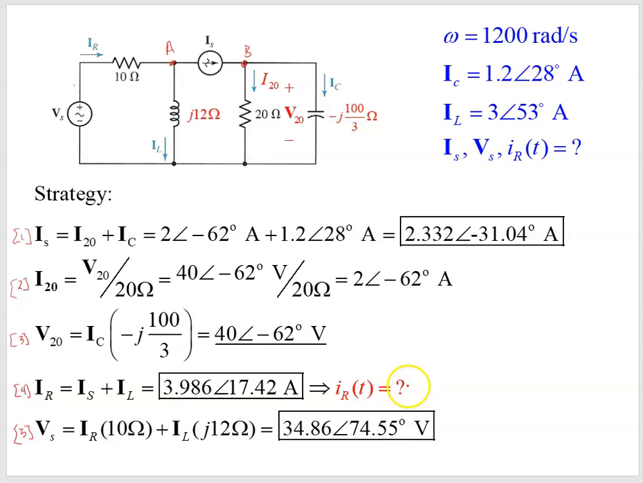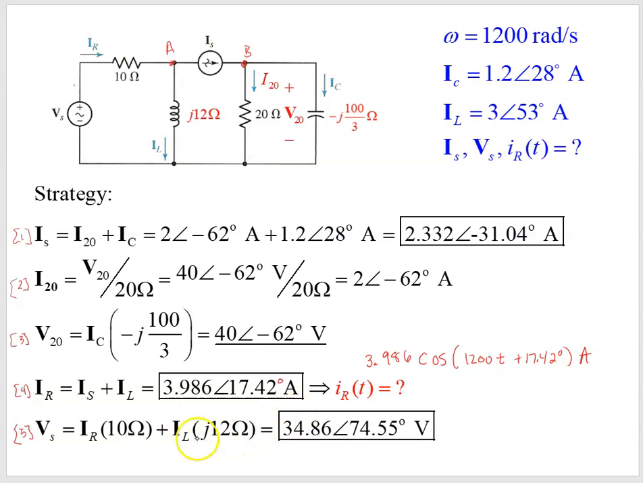So if we're going to convert this current back to time domain, we know the frequency, right? So our IR of T, I'm going to write it right above it, but it's going to be 3.986. We're working with cosines because that's the real part of our complex number using Euler's identity. We'll plug in for our frequency, that's 1200 radians per second, so it's 1200 T, and again, we better put our degree sign in there, plus 17.42 degrees amps. And so then we're all set.